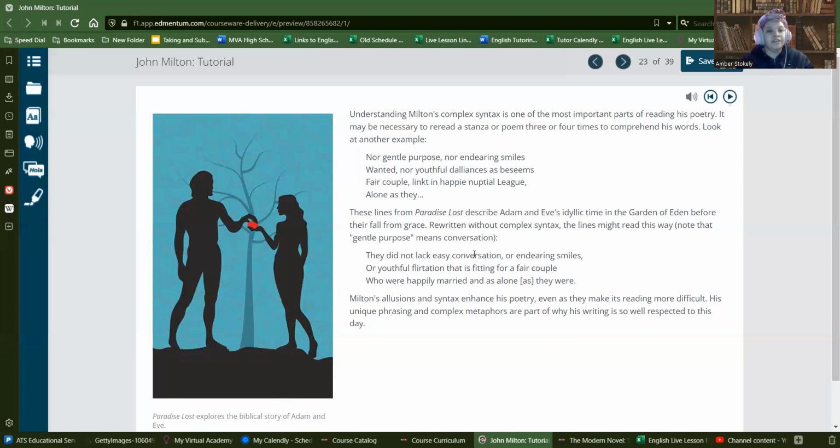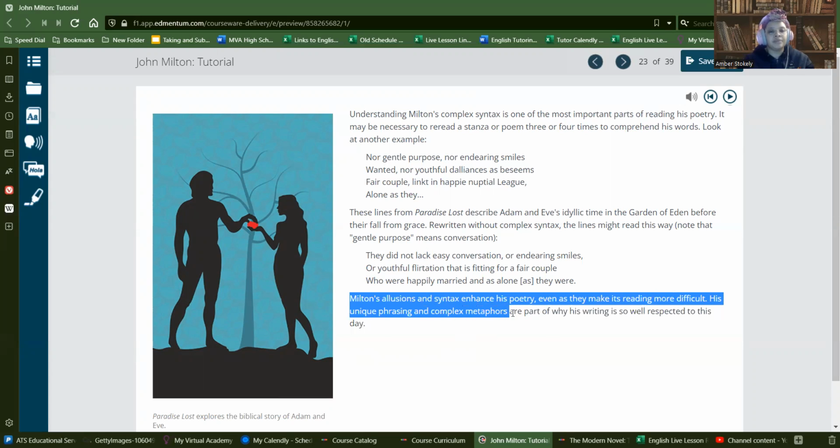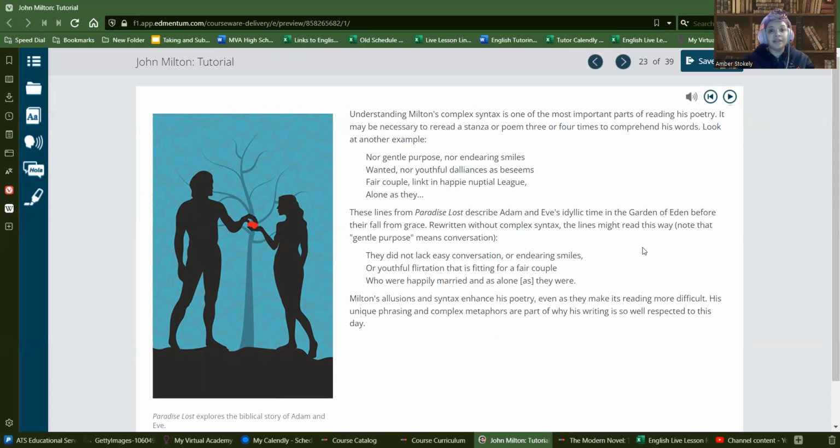And it says here, even at the bottom, Milton's allusions, that means references to things, and syntax enhances poetry, even though they make its reading more difficult. His unique phrasing and complex metaphors are part of why his writing is so well respected to this day. And the same thing could be said about Shakespeare, for example. Shakespeare made up a lot of the terms that we use in writing today.